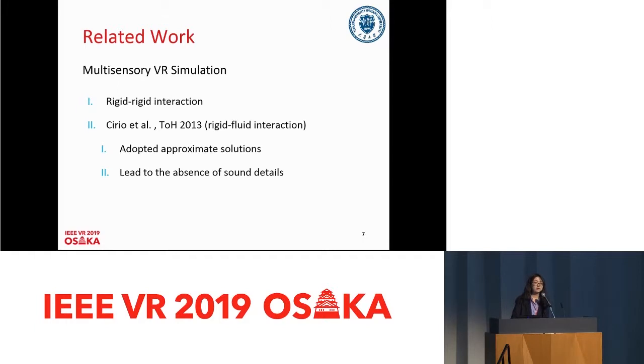Now I will introduce some most related works. First, in the multi-sensory VR simulation, previous works mainly focus on rigid and rigid interaction. In 2013, Thrill et al. first proposed a rigid and fluid interaction. They adopted approximate solutions to simplify the sound model for real-time rendering. However, this will lead to the absence of sound details and reduce the authenticity of the sound results.